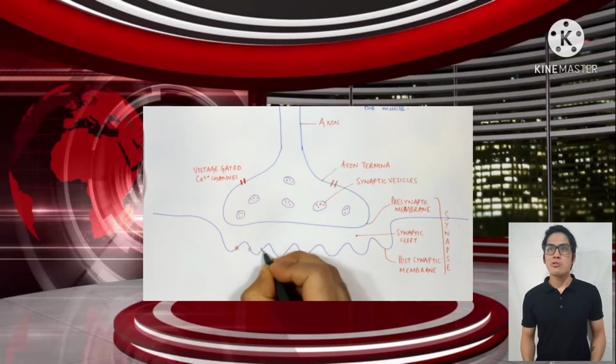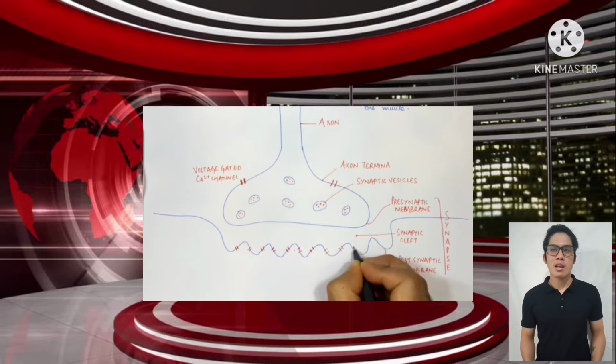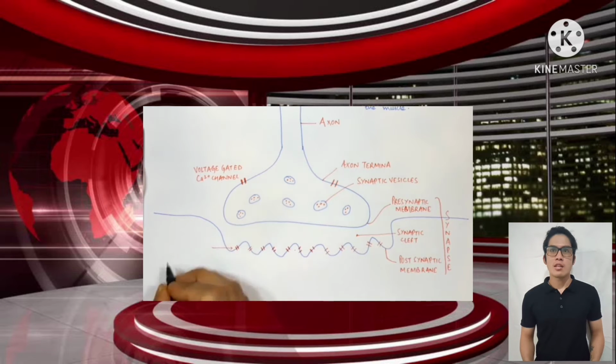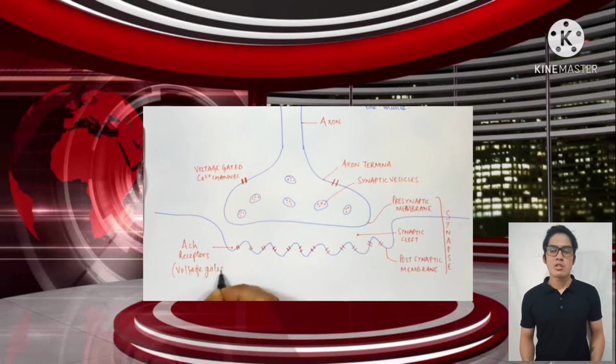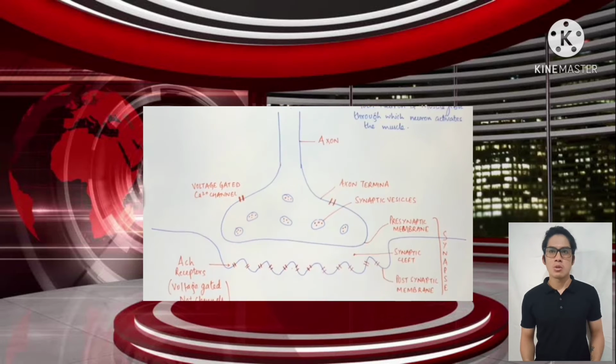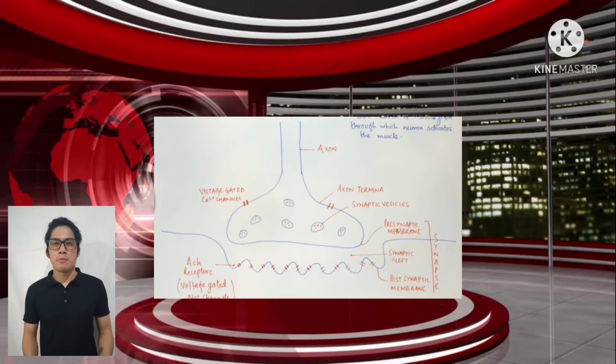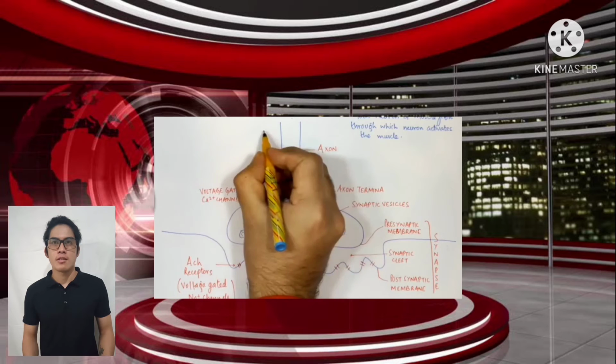Now, the ion channels you see on the postsynaptic membrane are the acetylcholine receptors, which are basically ligand-gated sodium channels. So, this is just a brief description of the structure. Let's see how the neuromuscular junction acts.